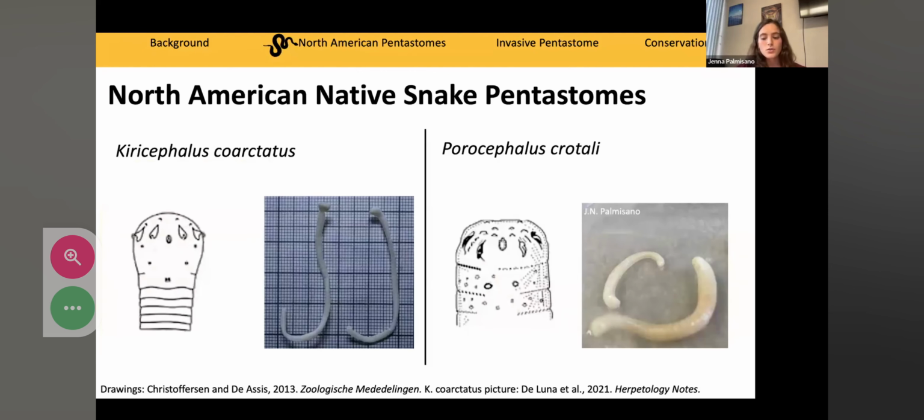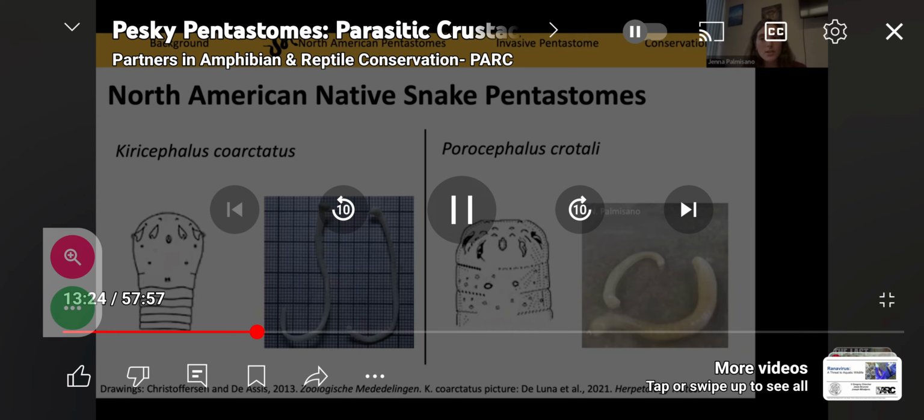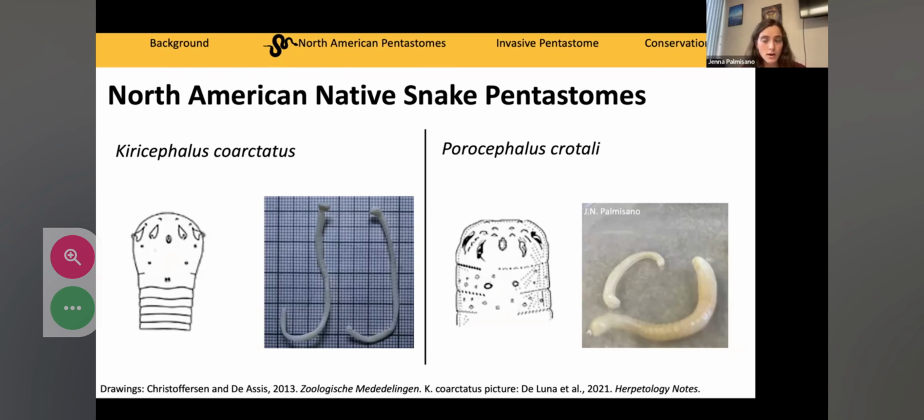So jumping into North American pentastomes, there are 2 abundant snake pentastomes that are native to North America. One is Kiricephalus coarctatus, which is on the left with a very bulbous head that makes it distinct from the other parasite that's native. And that one is Porocephalus crotali, which is on the right. Both of these species get quite large and they live in the anterior highly vascular part of the snake lung. And each species has hooks aligned in somewhat of a row and in similar sizes, which is distinct from the invasive species that we'll talk about.